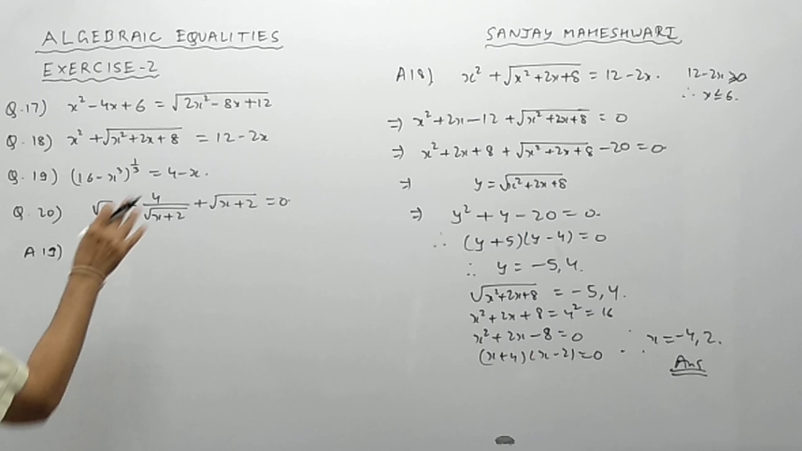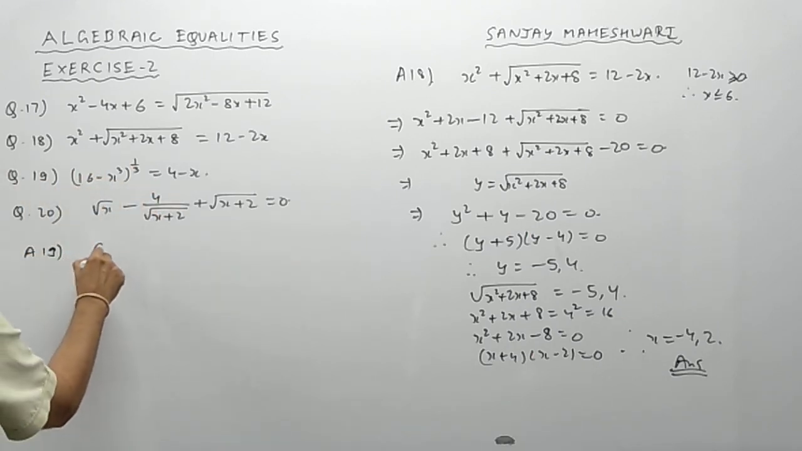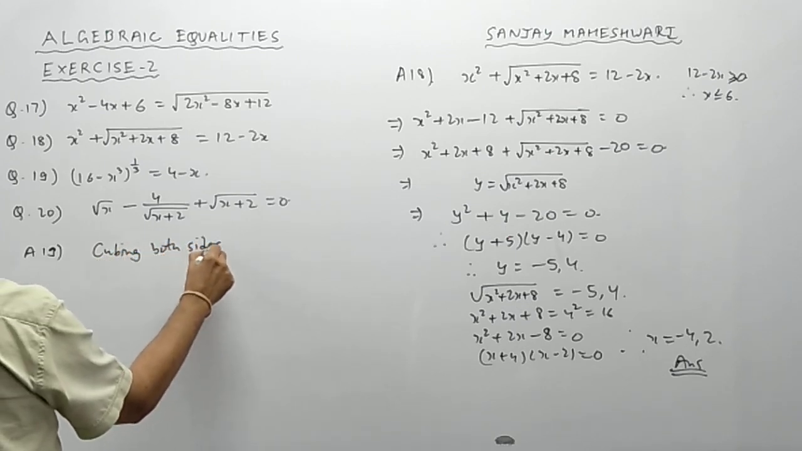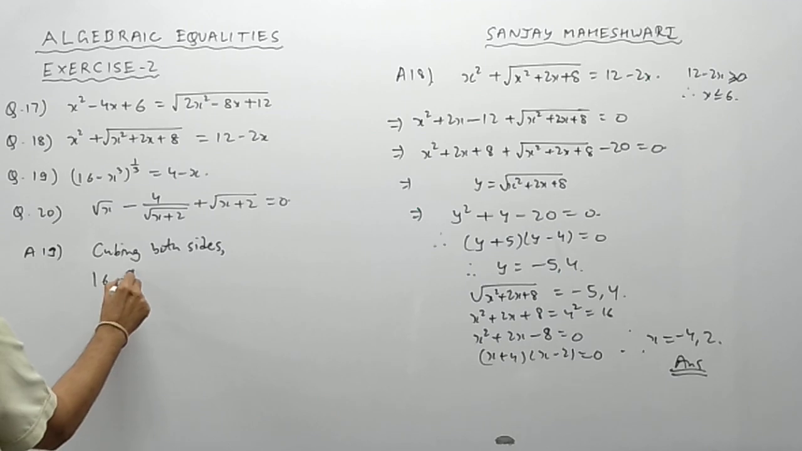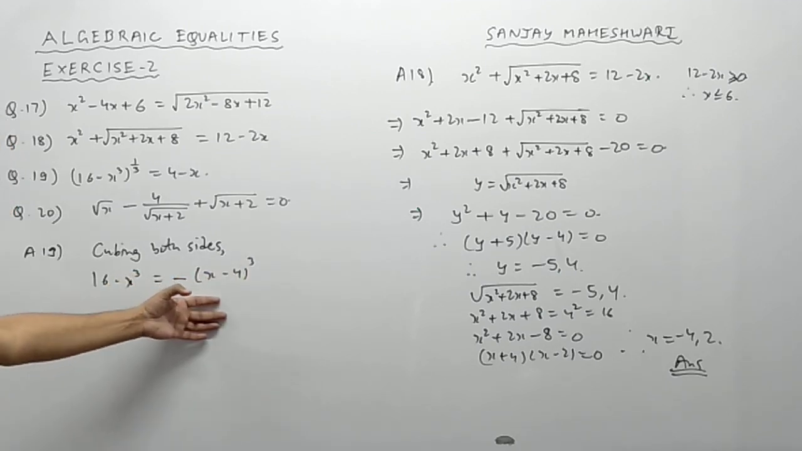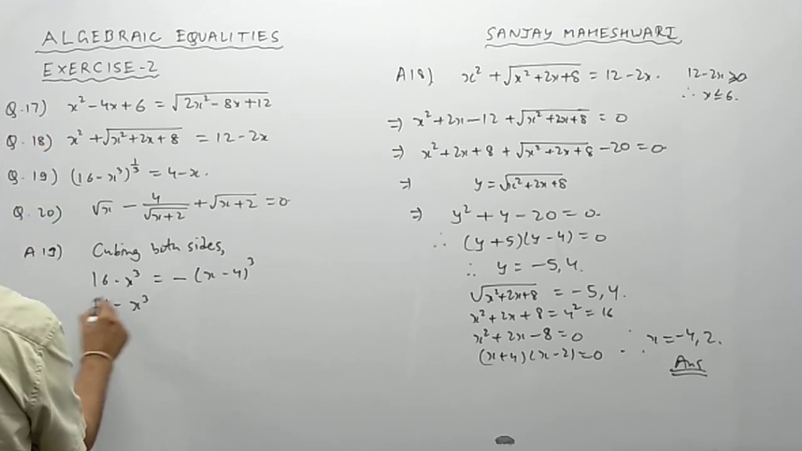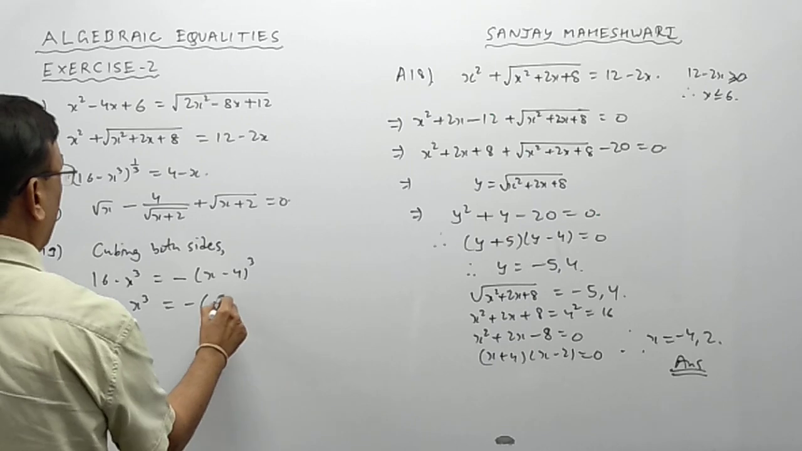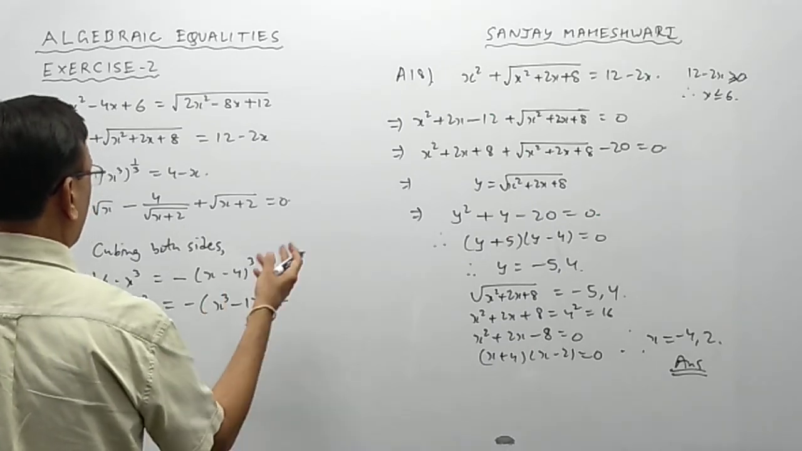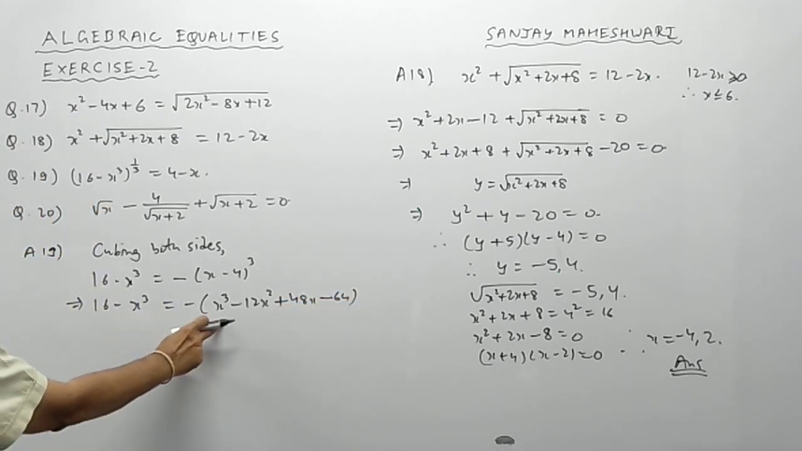This is a cube root, so there is no condition. x can be negative, x can be positive. So, cubing both sides, we get 16 minus x cube is equal to minus x minus 4 cube. For the ease of cubing it, this is like 16 minus x cube equal to minus x cube minus 12x square plus 48x minus 64.